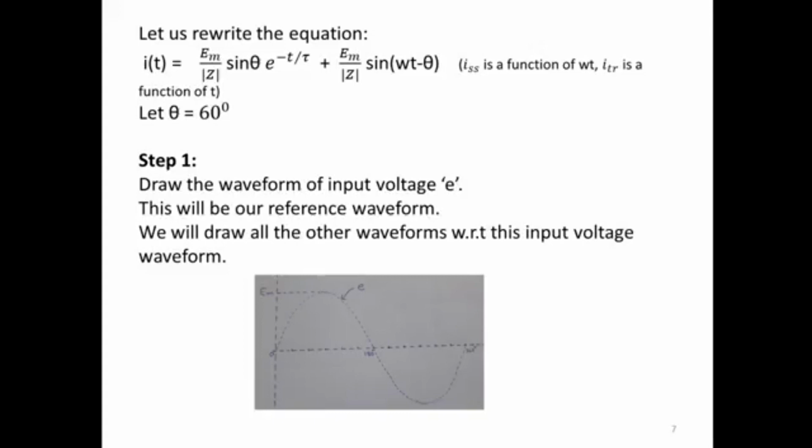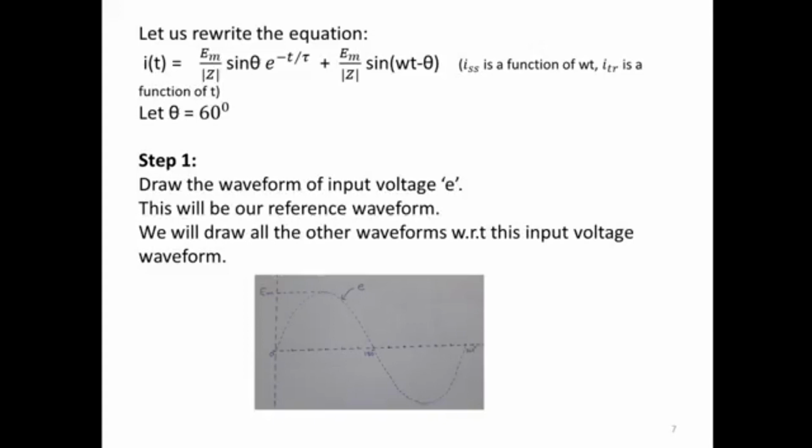Let us start with an arbitrary value of theta equal to 60 degree. You can be asked in exam for any arbitrary value of theta. It could be 30, it could be 60, it could be 45, it could be 90, it could be any value. I will just explain the process for one specific value of theta equal to 60 degree.